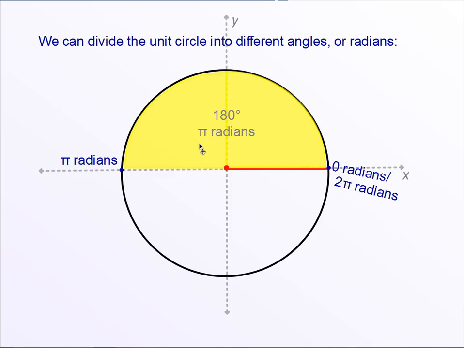So we're going to take this half of a circle, or this pi radians, and we're going to split that up into different units. So first of all, I put in this blue line in the center, and do you see how that splits it in half? So I'm going to say that I'm splitting this half of my circle into half pieces.